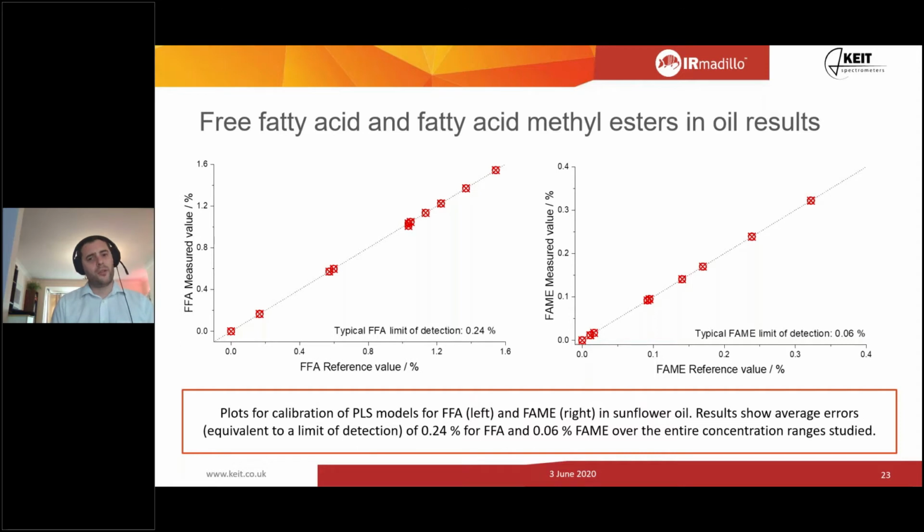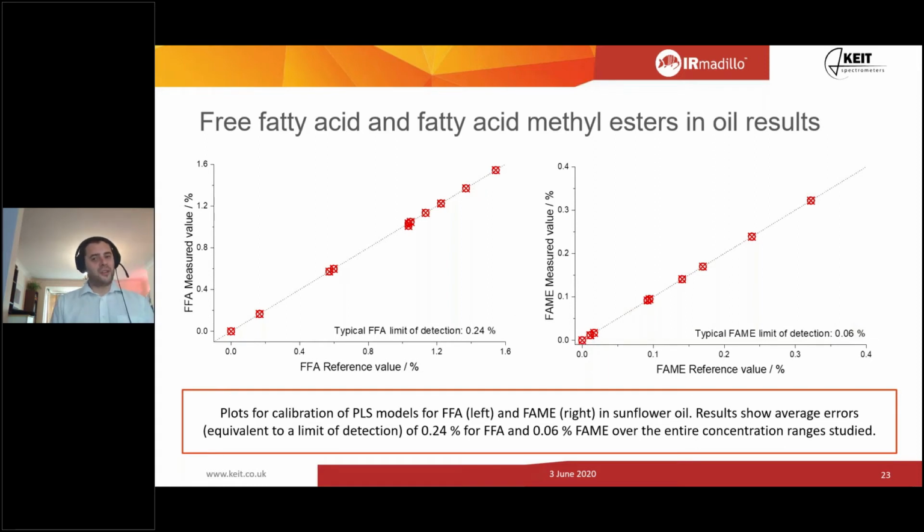I cannot remember off the top of my head how many FFAs and FAMEs there are, but I think there are at least 6 of each. So we've got things like linoleic, oleic, linolenic, palmitic acids present, and their FAME equivalents. And for this, we managed to build calibrations with a typical error, which is effectively our limit of detection, of 0.24% for FFA and 0.06% for FAME within this concentration range.